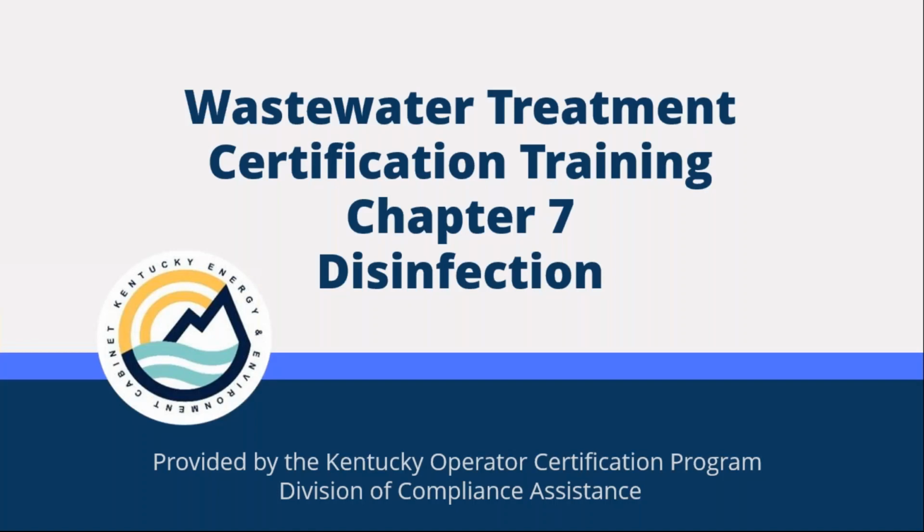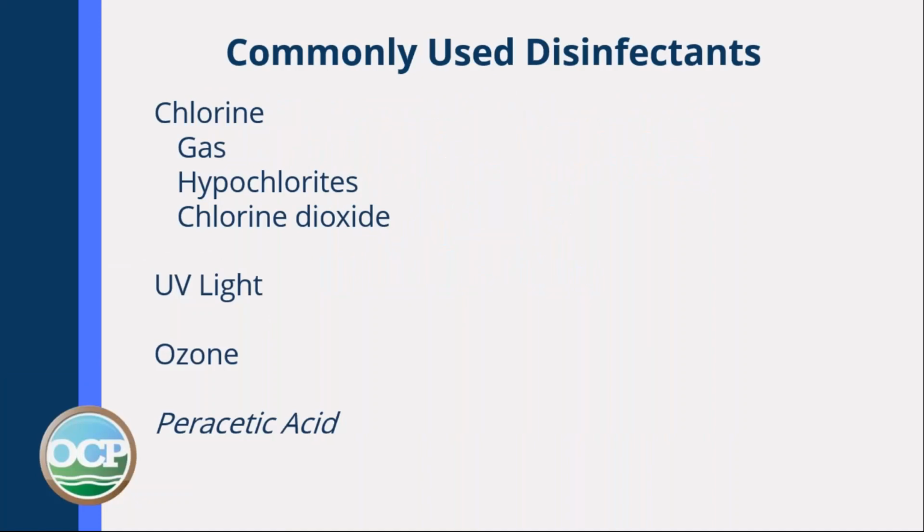This is wastewater treatment certification training, Chapter 7, disinfection. Commonly used disinfectants for wastewater are chlorine compounds, like chlorine gas, hypochlorites or chlorine dioxide, UV light, ozone, and a newcomer, peracetic acid.